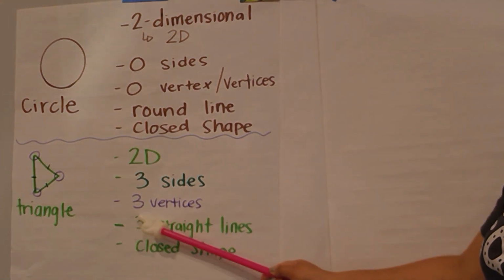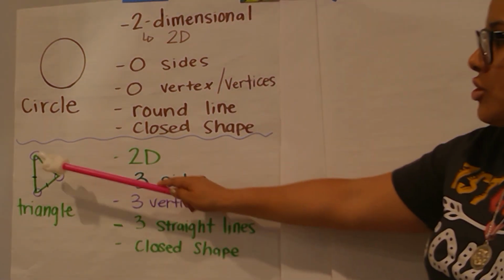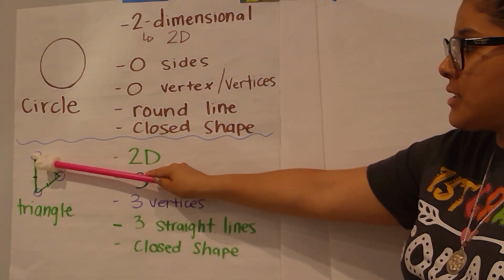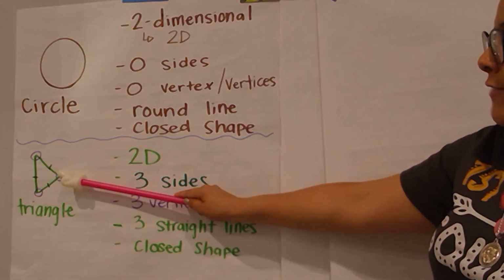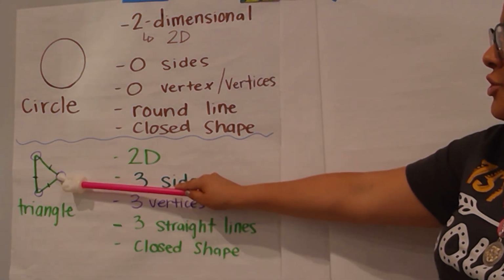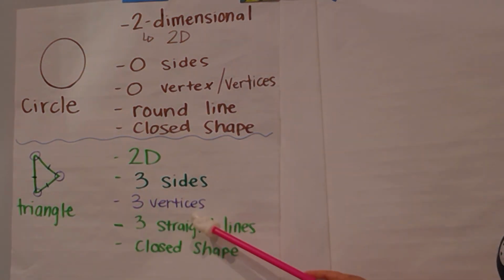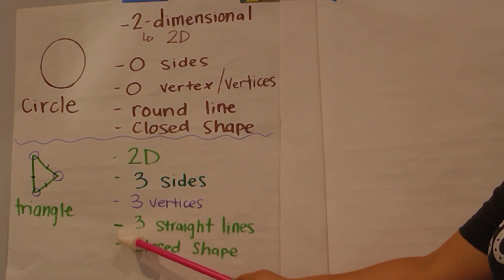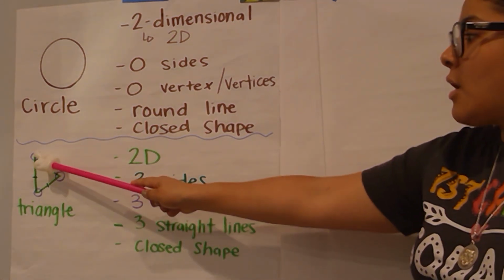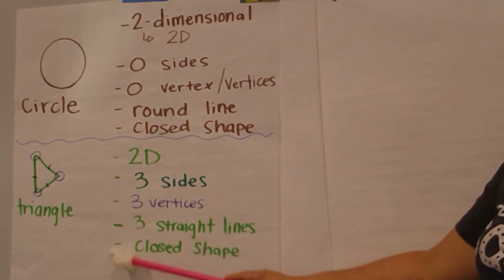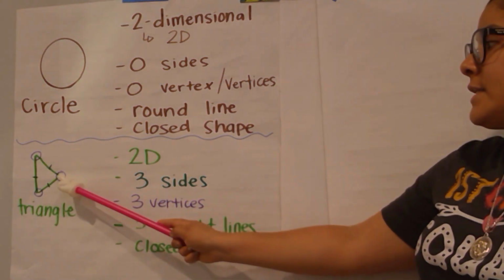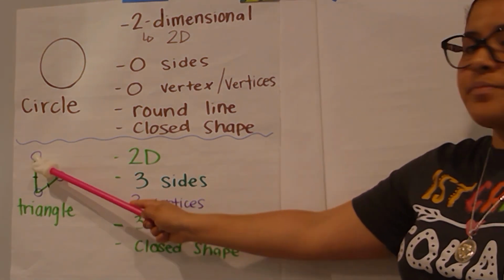I also have 3 vertices, so where 2 lines meet, that is a vertex. Vertex is for 1. When I have 2 or more, it's called vertices. So I have 1, 2, 3 vertices. The triangle has 3 straight lines. There are no curves on these lines. And it is also a closed shape. So there is no opening in this triangular shape here.